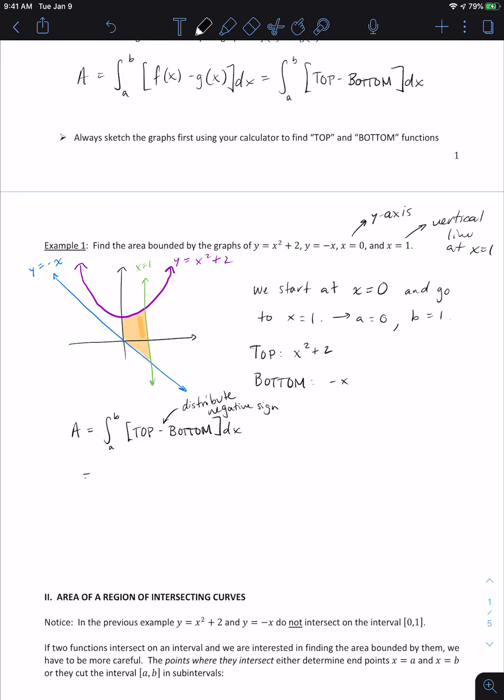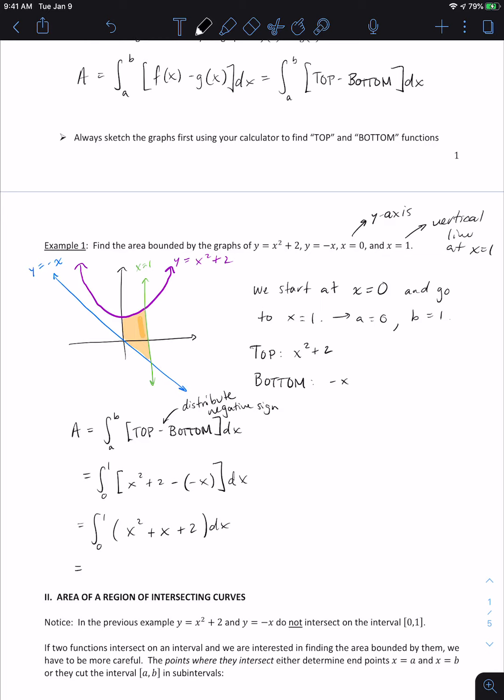Okay, so what is our A and B? We said our A was 0, our B is 1, because that's where we start and finish the x values. Our top function is x squared plus 2. Our bottom function is negative x, so I subtract negative x. Again, careful with your negative signs, dx. Now that's the integral from 0 to 1 of x squared plus x plus 2. I'm just writing that in descending powers of x.